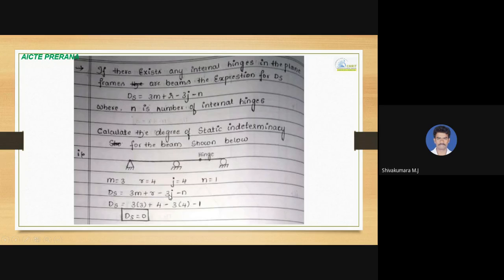So 3m plus r minus 3j, that regular formula you know, minus n. So 3 into 3 plus 4 minus 3 into 4 minus 1 is the internal hinge. So there is a 9, 9 plus 4, it is 13, 13 minus 12, it is 1, 1 minus 1, it is 0. The degree of static indeterminacy, it is 0 for this beam.